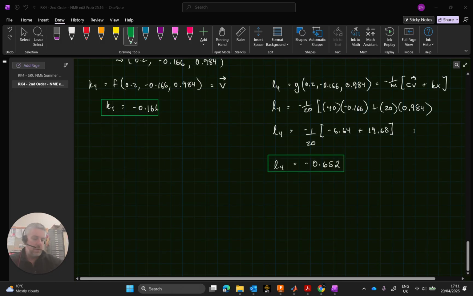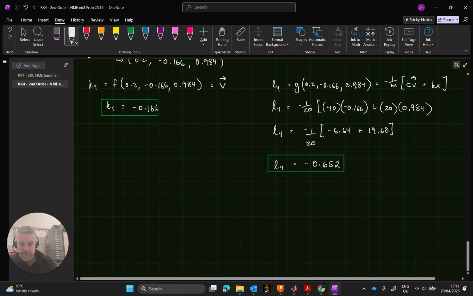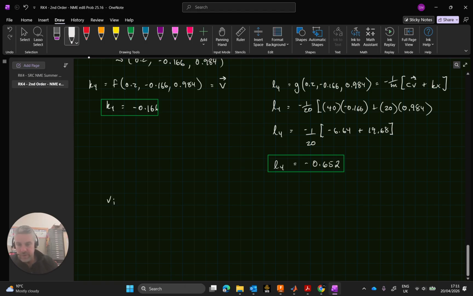So what we'll do here now is work out our new V value, where V of I plus 1 is equal to my current V value plus 1/6 of the average of the L slopes, which is L1 plus 2 L2s plus 2 L3s plus an L4, multiplied by my step size H.